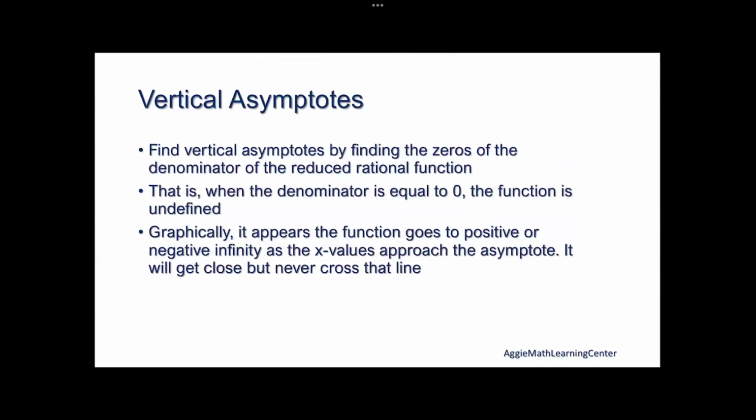Okay, vertical asymptotes, we find them by finding the zeros of the denominator of the reduced rational function. When the denominator is equal to 0, the function is undefined. Remember, a number divided by 0 is undefined. Same for rational functions, so we have to worry about when that might occur. Graphically, it appears the function goes to positive or negative infinity as the x values approach the asymptote. It will get close, but it will never cross the line. With horizontal asymptotes, you can cross the line. It's just saying that it will eventually steady at that number, or be close to steady at that number. With vertical asymptotes, you do not cross the asymptote.